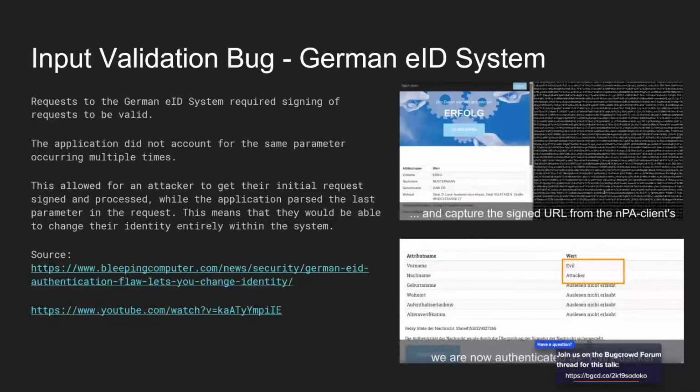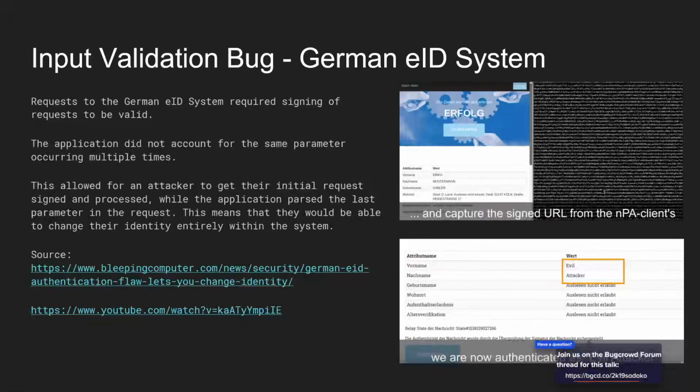Another famous bug is an input validation bug that I thought was really interesting. Germany has an EID system that allows for people to identify or use their real life identity online. Some people had tested this, and they found that the requests to the EID system required requests to be signed, which is great access control and input validation. And the application didn't account for the same parameter occurring multiple times. So if you were to put user equals Andy and then user equals Sam, it would process the last parameter that was passed to the application.